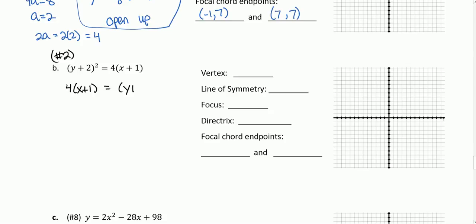in parentheses, y plus 2 squared. Don't forget there's an invisible 1 in front of the parentheses, so when you divide by 4, you get x plus 1 is 1/4 times y plus 2 squared, and then subtract 1. And we have the form that we want to work with.